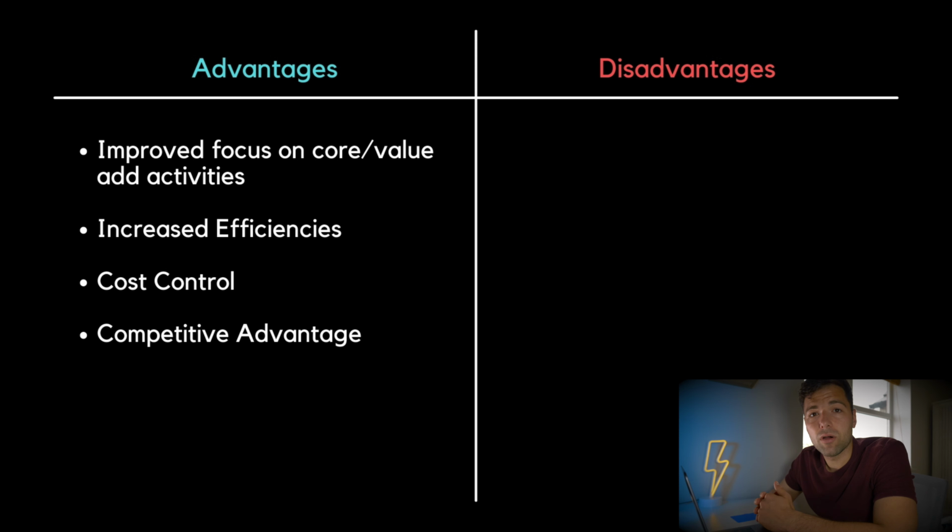Third point is cost control. So it may actually be cheaper to pay a company to do it for you rather than employ employees to do that for you in terms of time and money, in terms of their salary to do that, and potentially even the machinery and assets that you need for those employees to do that job.